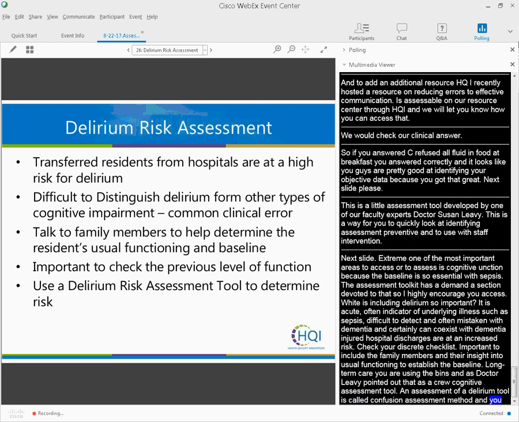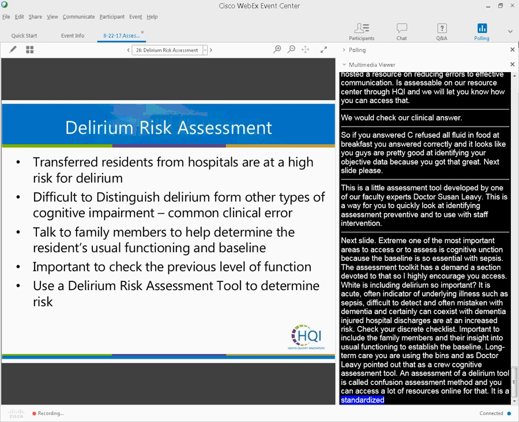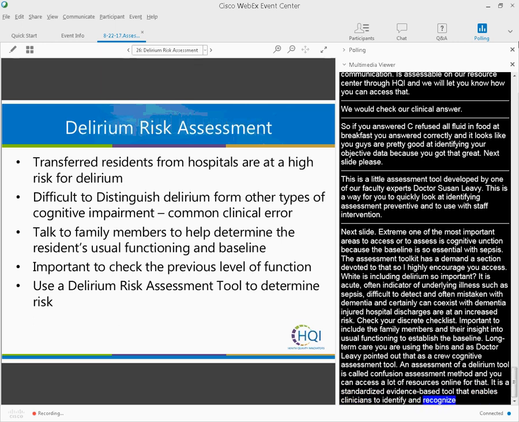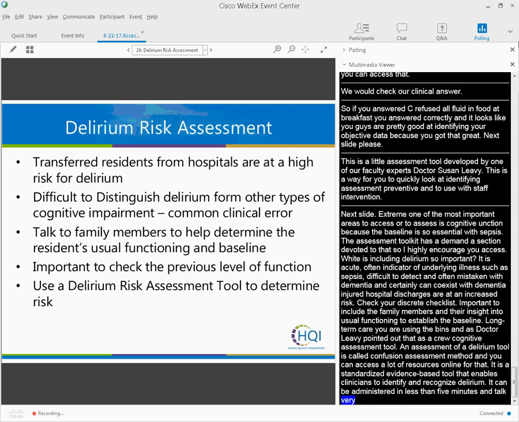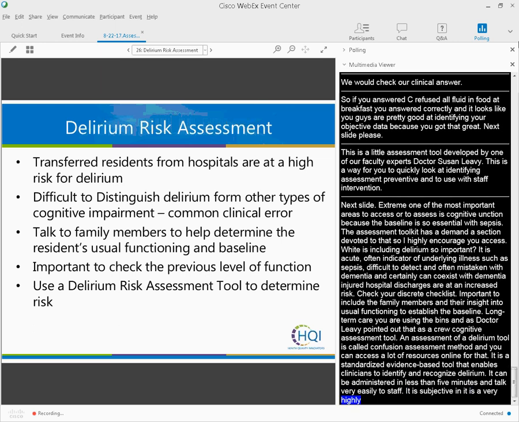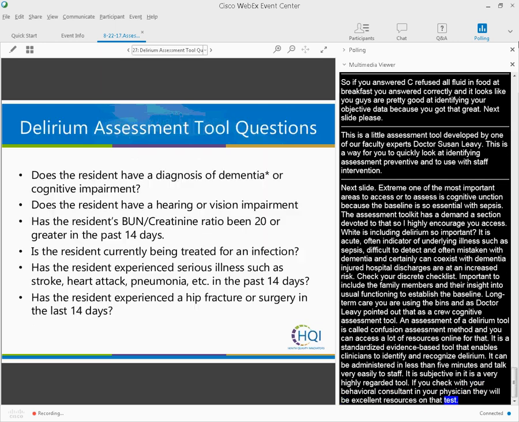It's a standardized, evidence-based tool that enables clinicians to identify and recognize delirium. It can be administered in less than 5 minutes and taught very easily to staff. It's subjective, but it's a very highly regarded tool. And if you just check with your behavioral consultant and your physician, there will be excellent resources on that test. Next slide, please.